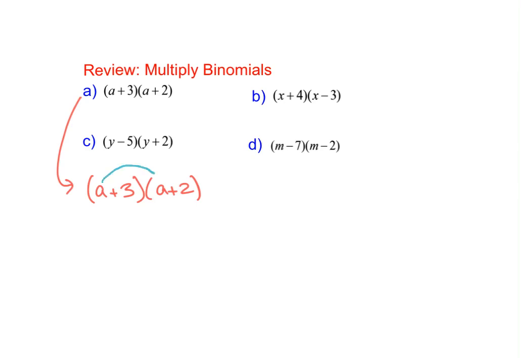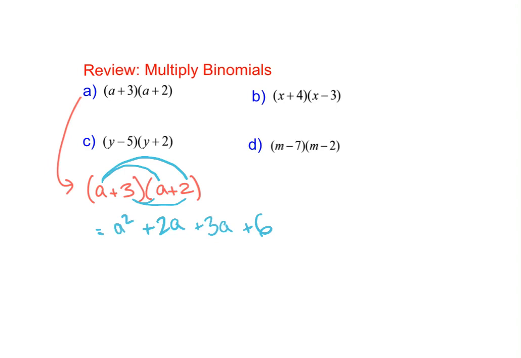I am multiplying first the a's. So a times a, which gives me a squared. This 2 also needs to get multiplied by the a, so I end up with 2a. Now I'm multiplying both things by the 3. So 3 times a, which gives me 3a, and the 3 times the 2, which gives me 6.